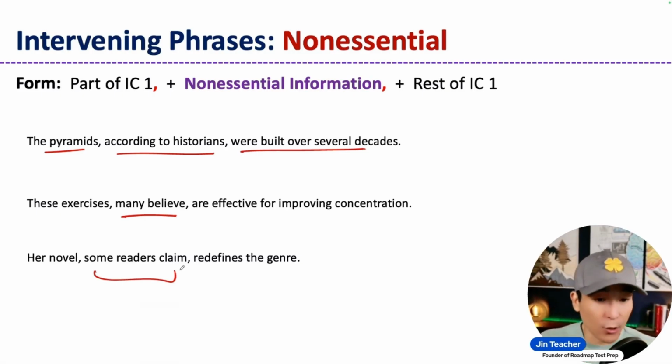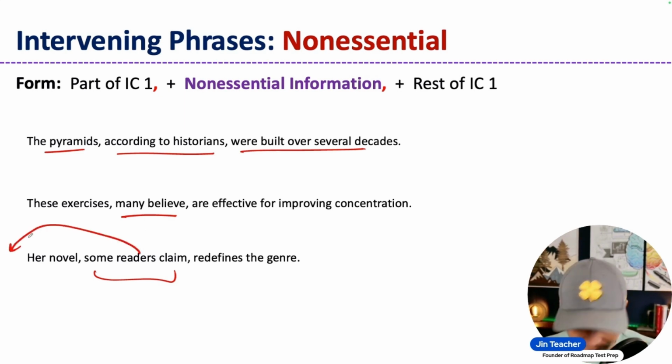Just like the non-essential transition, you would normally read these types of phrases at the beginning of a sentence, wouldn't you? You would normally read a sentence that says, some readers claim that her novel redefines the genre. Many believe these exercises are effective. According to historians, the pyramids were built over several decades. But again, these types of non-essential information are kind of flexible in terms of where they can be placed. Just know that they can be placed inside of a sentence. When they're placed inside of a sentence, make sure to put commas around them, okay?